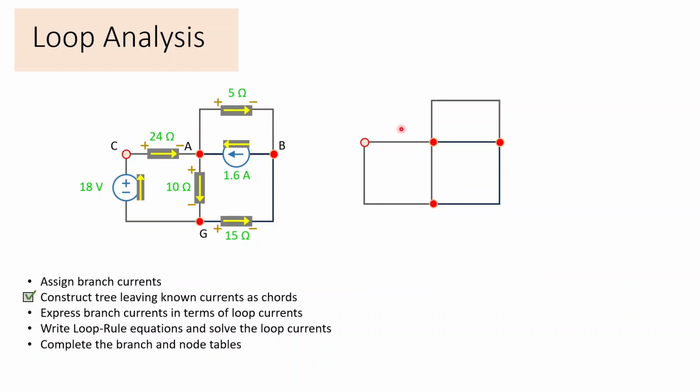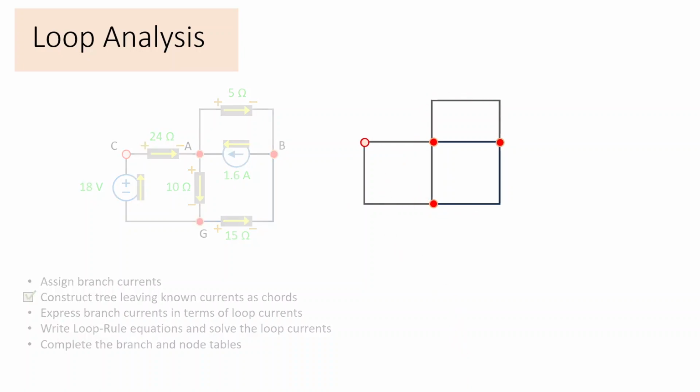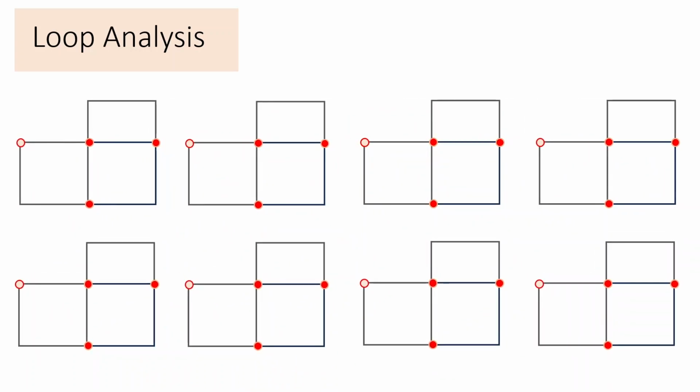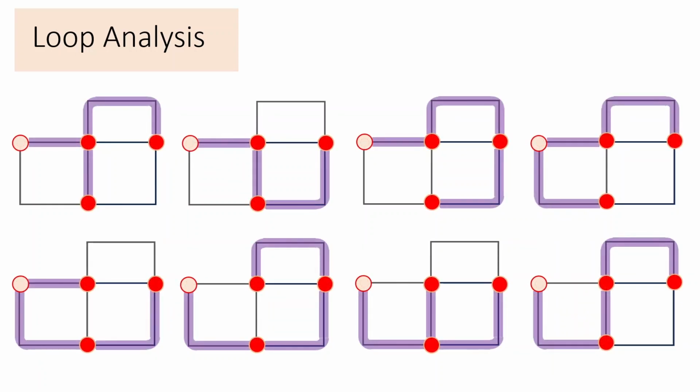So we're interested in the idea of a spanning tree, and let's have a look at what that means. I've shown a copy of the circuit, but without all the details, just showing simple lines for each of the 6 branches. And I'm going to show a number of possibilities for spanning trees. Now, in each of these 8 cases, I specifically did not want the 1.6 amps to be part of the tree because that's a known current.